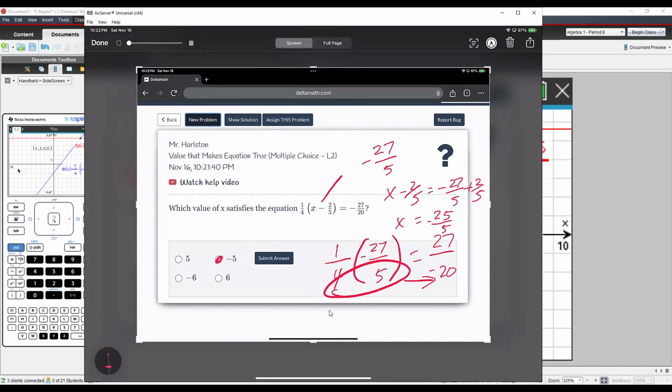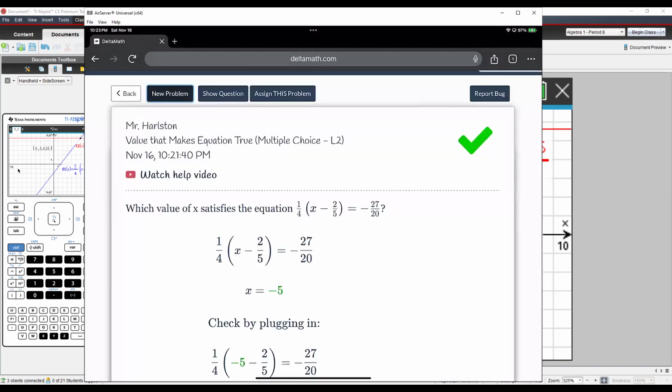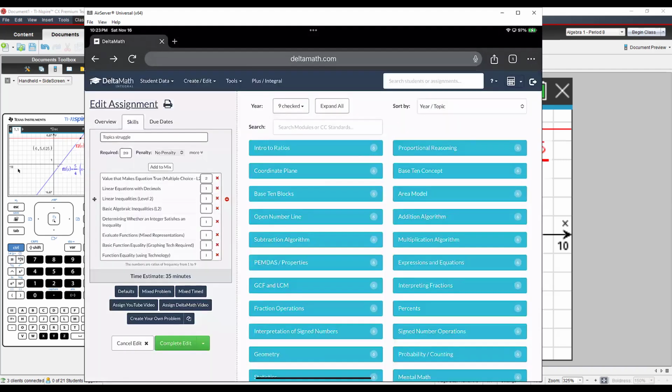If I put this in, it says wonderful. All right. So basically, there's only one solution. Usually for equations, there's only one solution. Linear equations, there's only one solution. Now I'm going to go look at some inequalities.